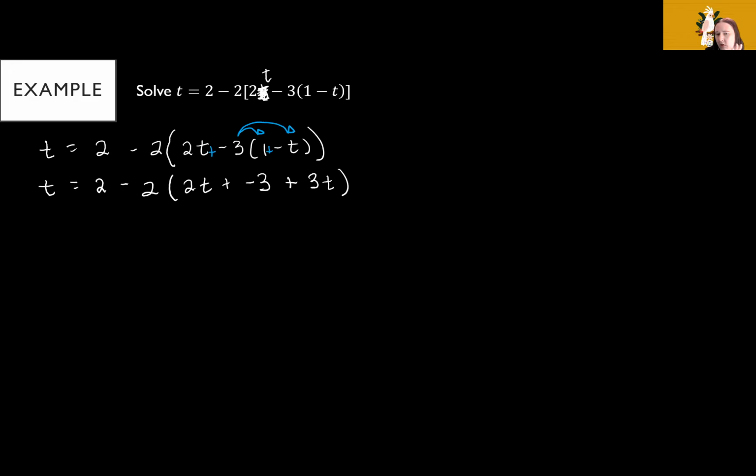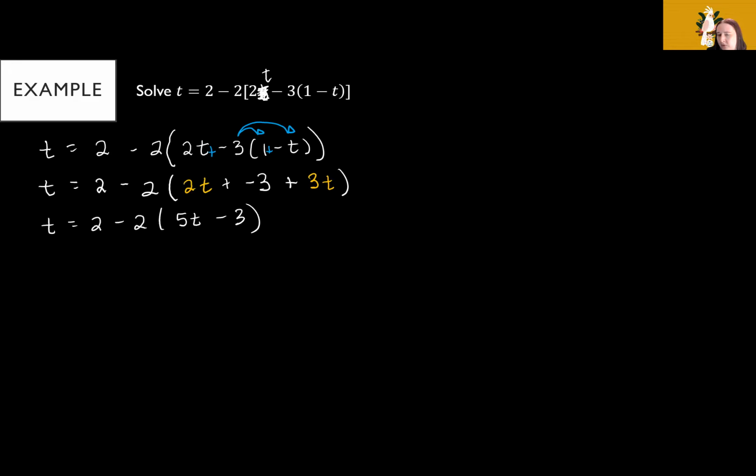So you have 2t plus negative 3 plus 3t inside the parentheses. And we need to simplify the like terms before we distribute again, because we're still working inside the parentheses. You work inside out. So I can add the 2t plus 3t. So t equals 2 minus 2 parentheses, 2t plus 3t is 5t. And then I'm going to just write minus 3.